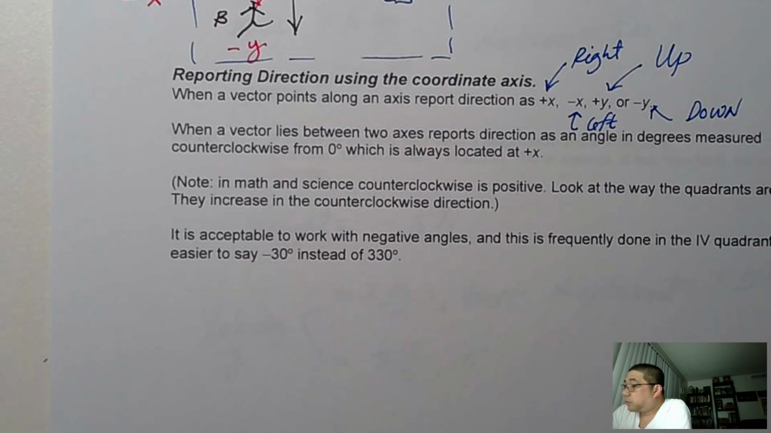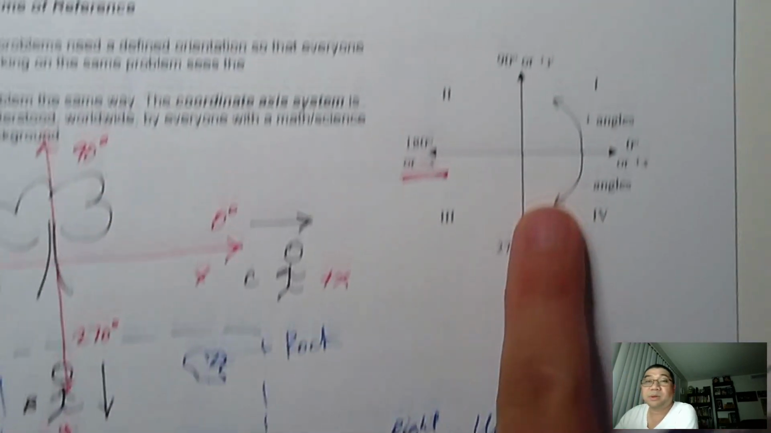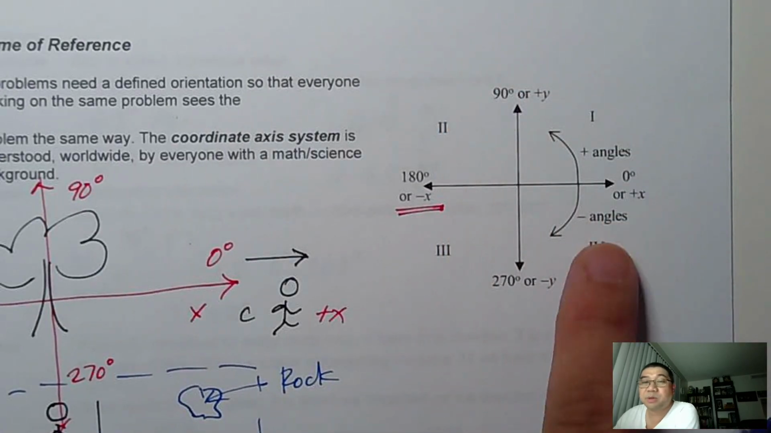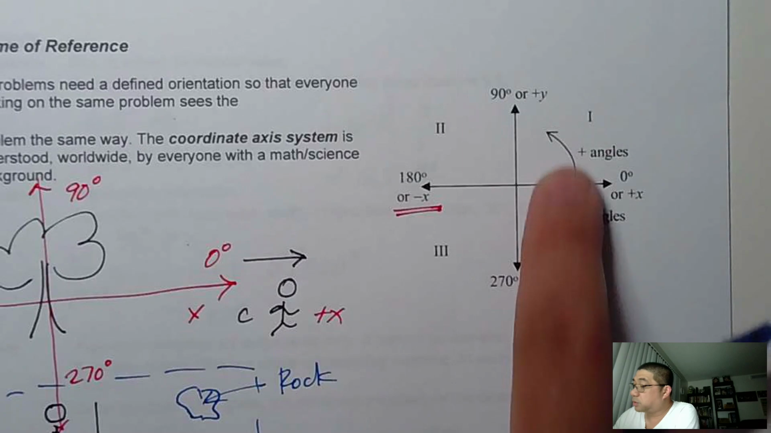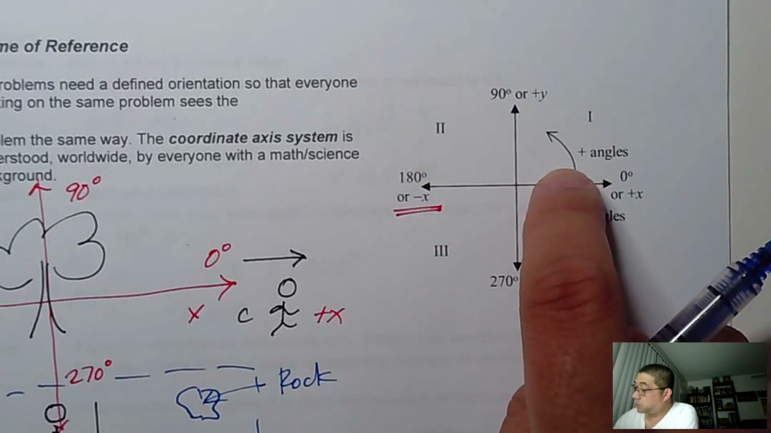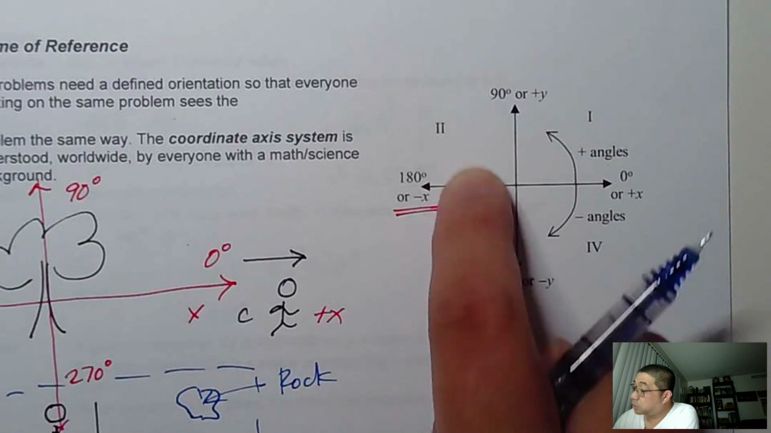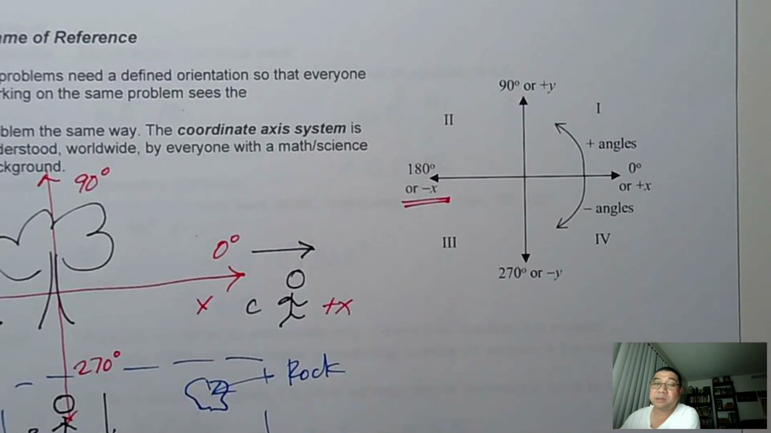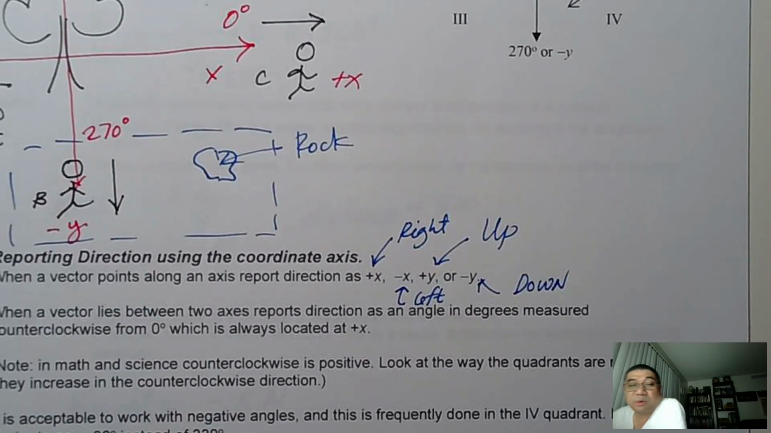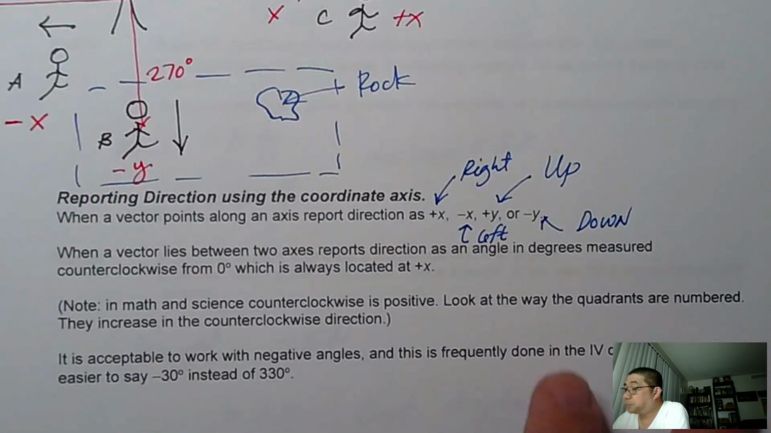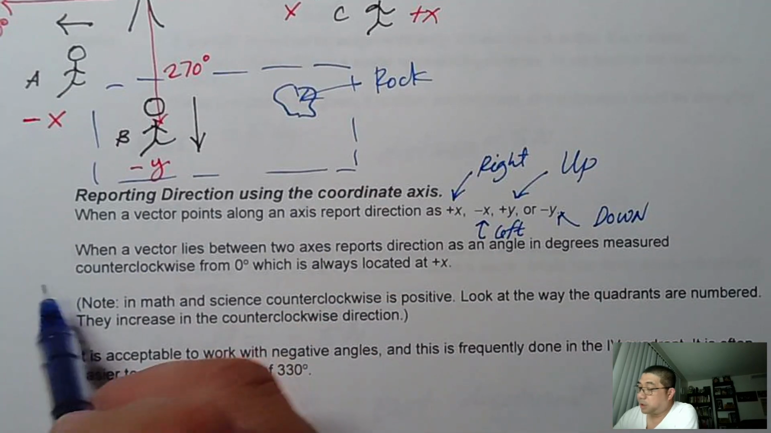So when a vector lies between two axes, the axis reports direction as an angle in degrees measured counterclockwise. So it means it's going the opposite direction like this. The angle is measured positive counterclockwise. If you're measuring angles from 0 and then it's going clockwise, any angles that you measure will be in negative form. Okay, so what do these things mean?